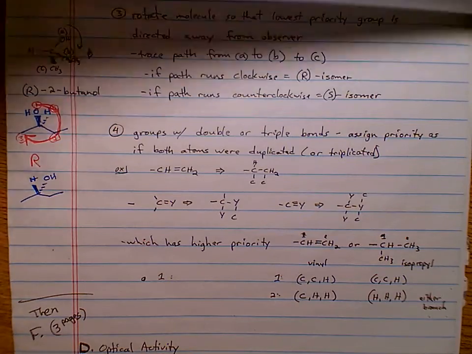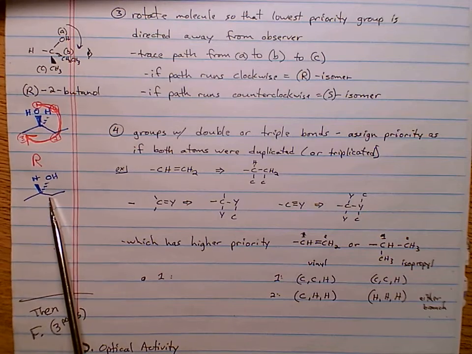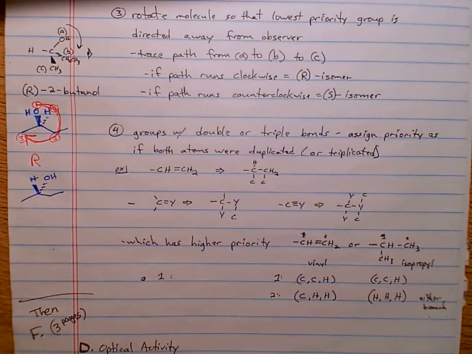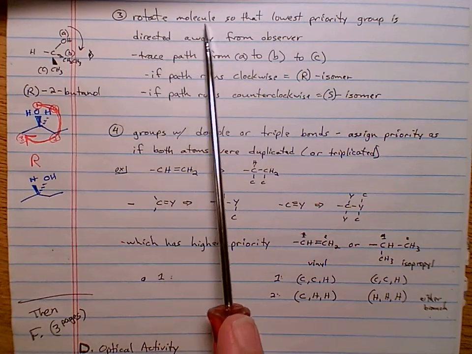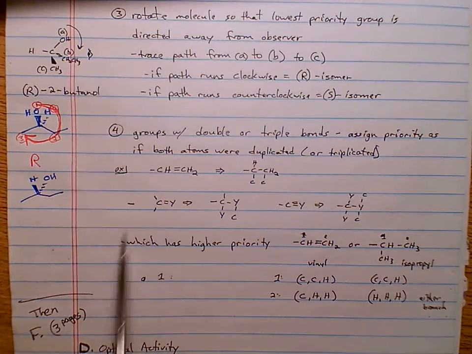Let's see. We need to assign the priorities. Good news, we've already assigned the priorities. We know this is 1, this is 2, this is 3, this is 4. But note, we need to rotate the molecule so the lowest priority group is directed away from us.